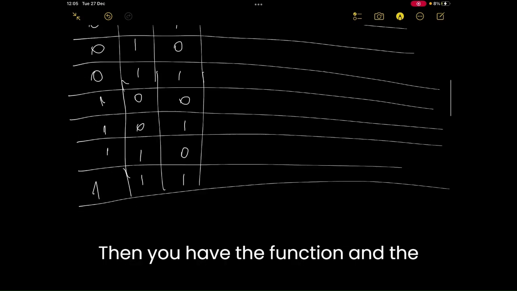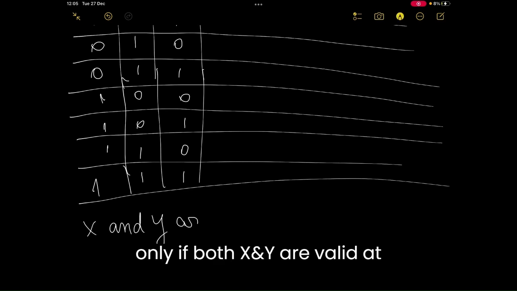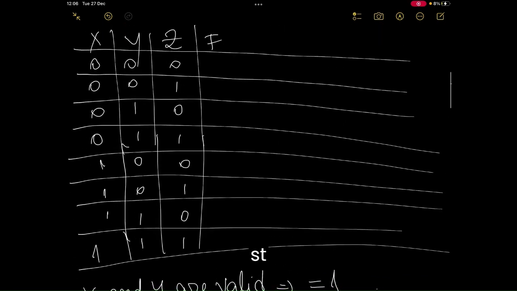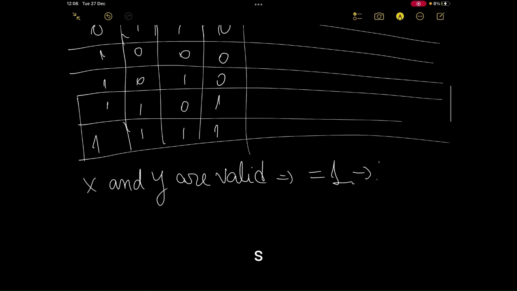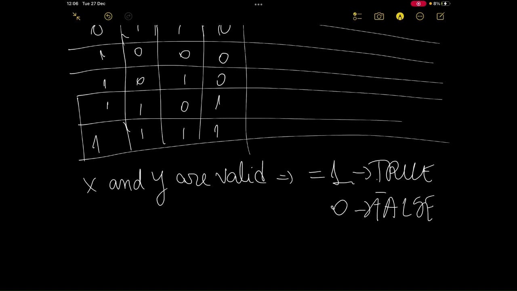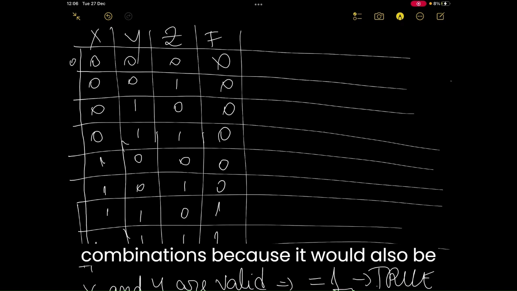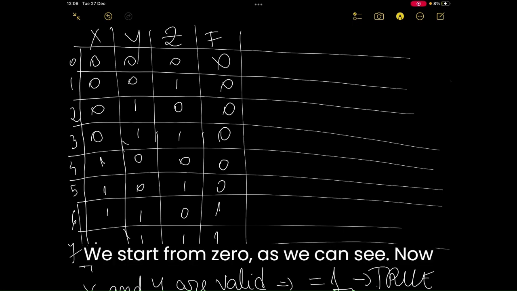Then we have the function. And the function said that it is valid only if both x and y are valid at the same time, meaning that they are 1, equal to 1. So we only have this case in the last two. So here is 1, 1, and the rest of the function is 0. Why 1? Because in binary, 1 stands for true, and 0 stands for false. I think we should number these combinations, because it will also be easier later on. We start from 0, as you can see.